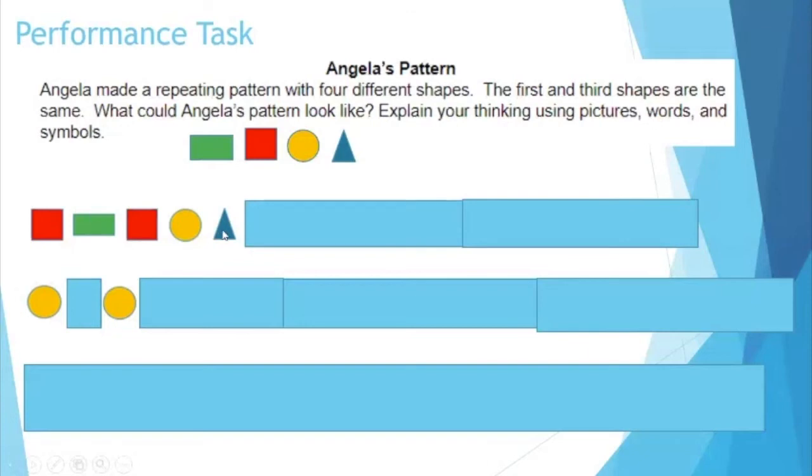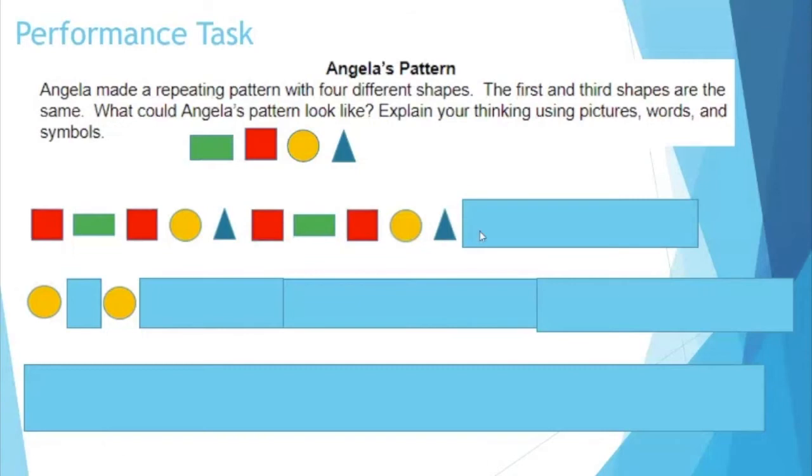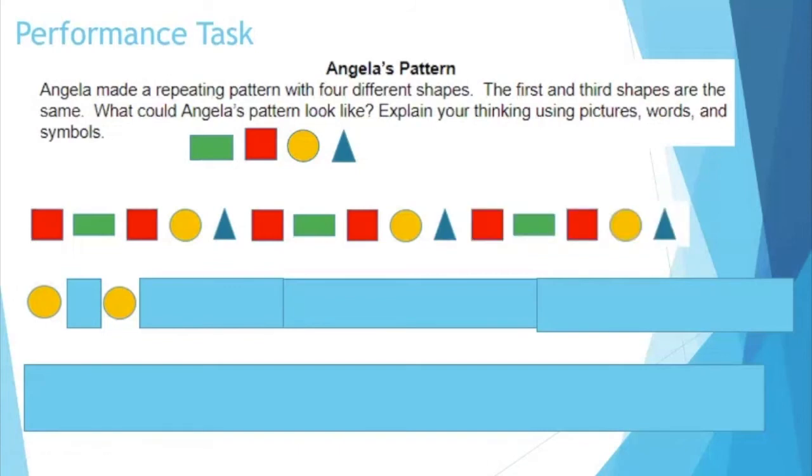Let's look. Square, rectangle, square, circle, triangle. What should be the next shape? Right, square, and it should go like this. Square, rectangle, square, circle, triangle, because that is the core of the pattern. So we were right. That's one option, but you didn't have to do it like that.